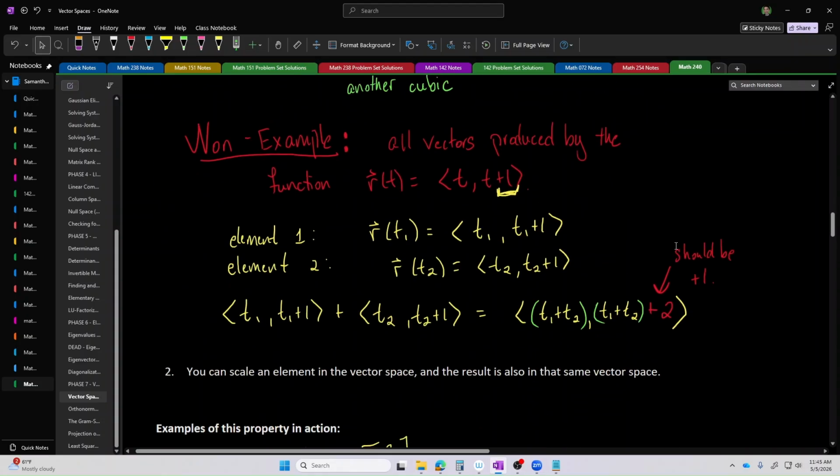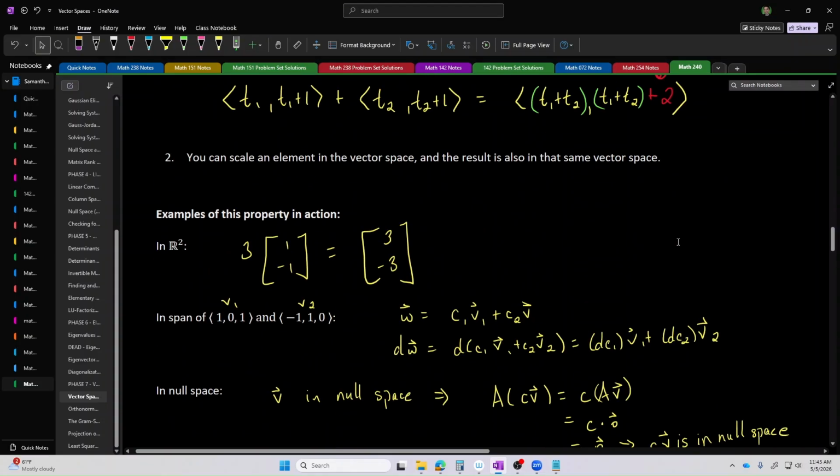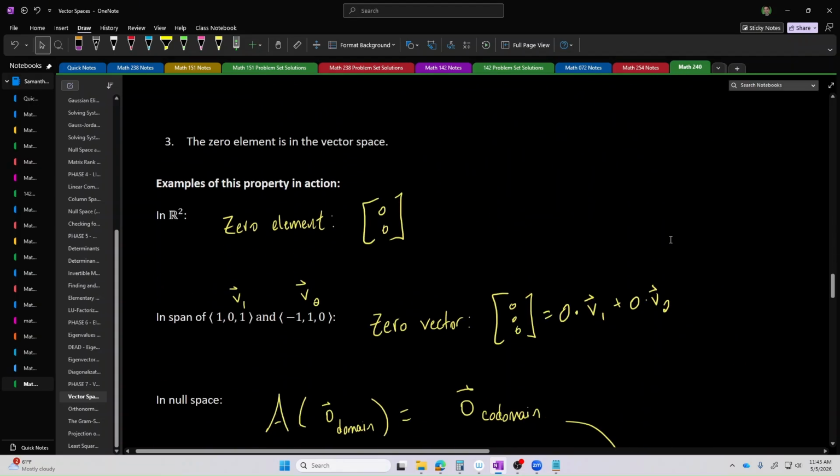The second quality of a vector space is that it's closed under scaling. You can scale an element in the vector space, and the result after the vector has been scaled is still inside that vector space. This is meant to emulate the property that if you take a two-dimensional vector, for example, and scale it, the result is still a two-dimensional vector. It's still in R2. And the final property of a vector space is that it contains a zero element.